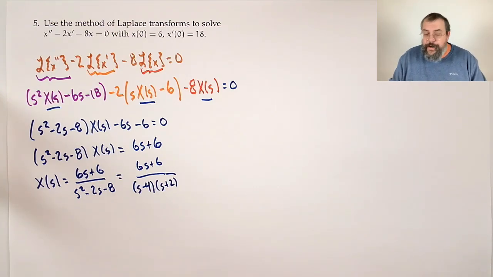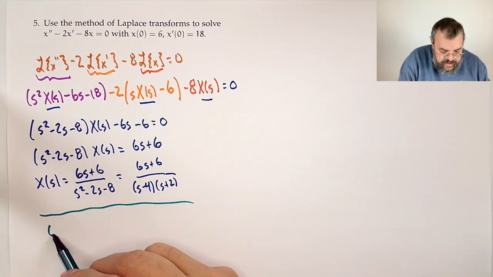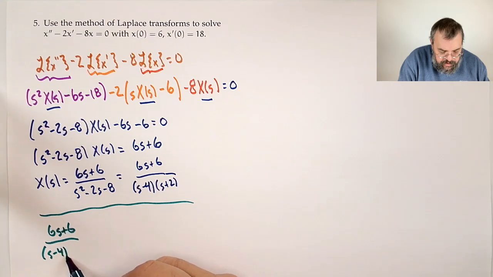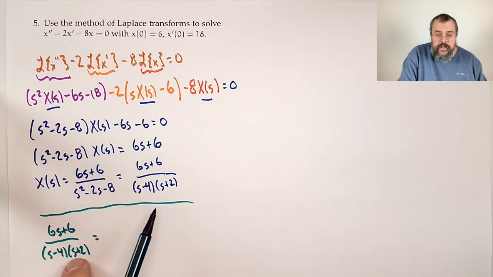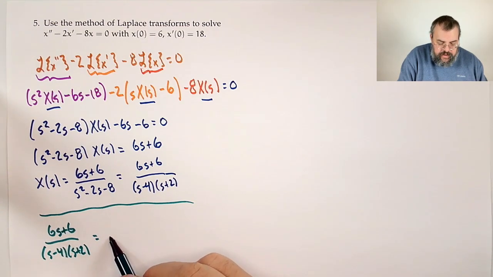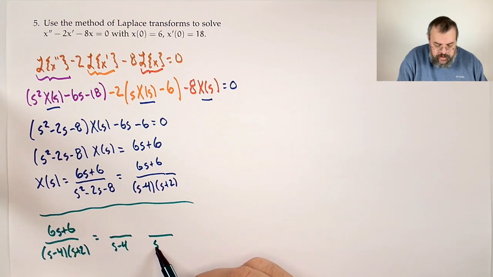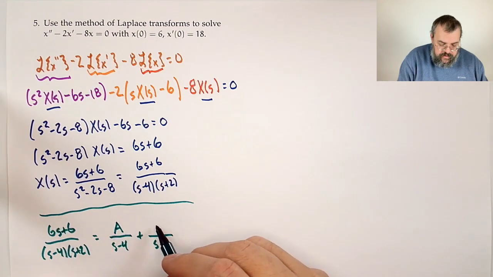Okay, so time for us to put on our partial fractions hat. So we're going to grab a different color as we do our partial fractions. So we have our 6 times s plus 6 over s minus 4, s plus 2. Well, we break it up according to the downstairs. So downstairs says, hey, you have to have a particular form. So we have two terms downstairs. So we're going to have something over s minus 4, something over s plus 2. And we're going to put constants.